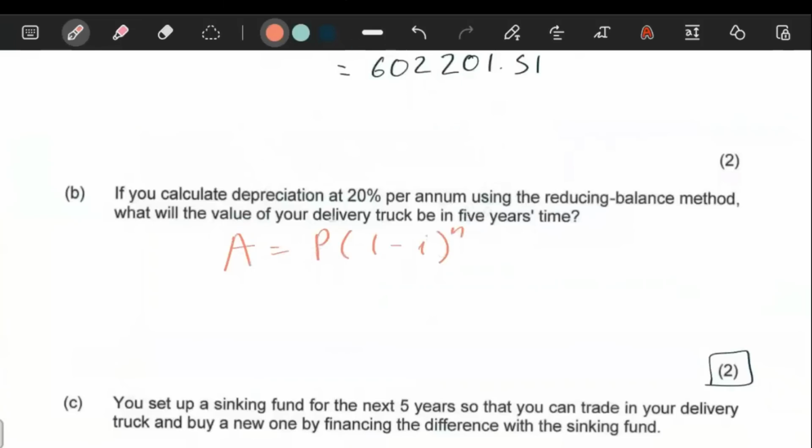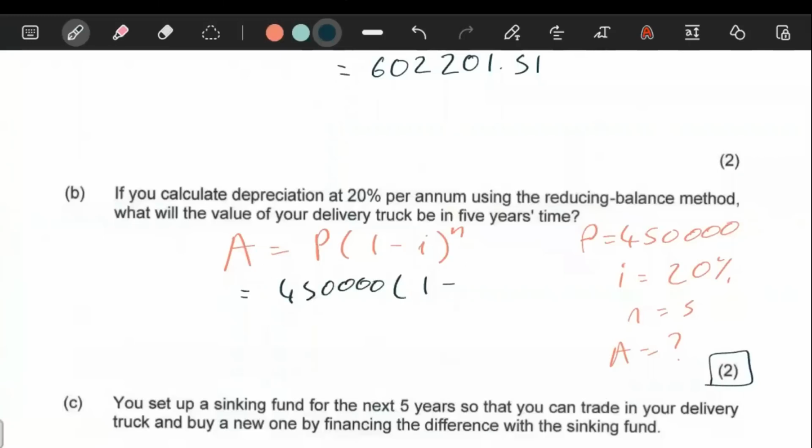See, where P is 450,000, I is 20%, N is 5, and then let's see, A is left open. So from here, you can just drop everything into your formula. Let's see what the calculator is going to give us.